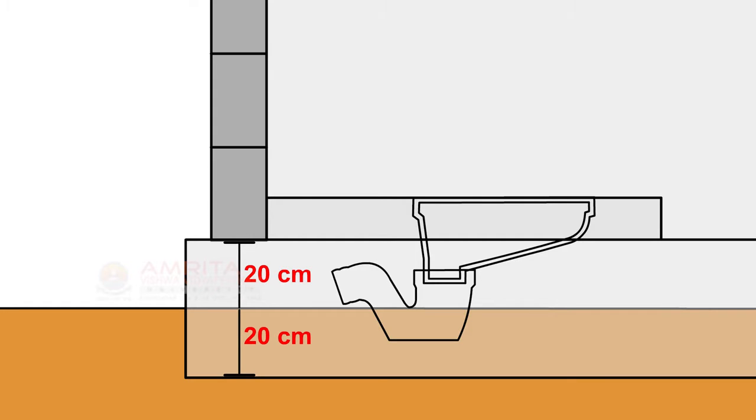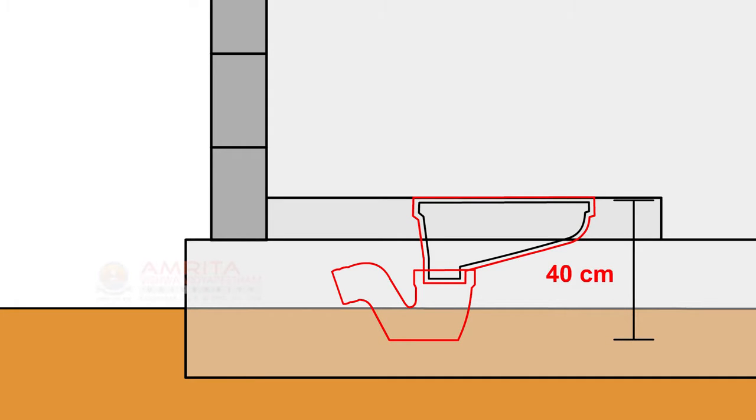We require the toilet pan to be at a height of 10 centimeters above the basement. Considering the combined height of toilet pan and P-trap to be 40 centimeters and 2 centimeters for adding cement mortar, we will require to dig 12 centimeters from the ground level to place the P-trap.